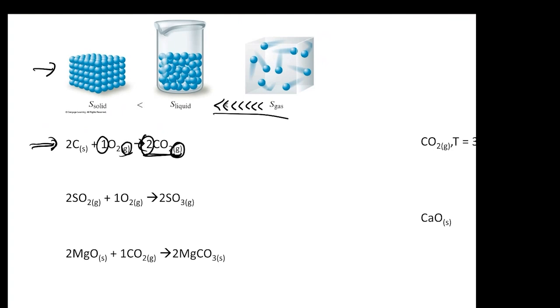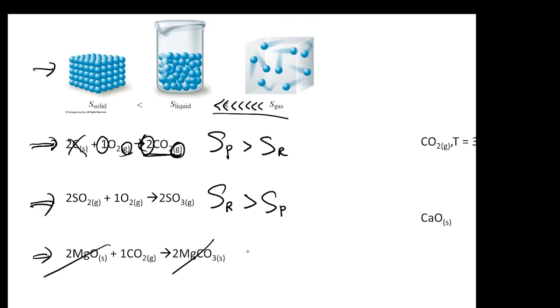Since you have more gas on the product side, the entropy of your product is going to be larger than the entropy of your reactant. You can just ignore the solid, you can ignore the liquid. The things that matter are the gas molecules. Second example, 2SO2 gas plus 1 O2 gas gives you 2SO3 gas. Which side has larger entropy, reactant or product? Yes, the entropy of your reactant is going to be larger than the entropy of your product. How about the third one? Reactant, right? You can cross out your solid form, so the entropy of your reactant is larger than the entropy of your product.